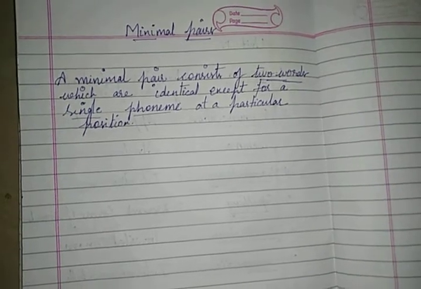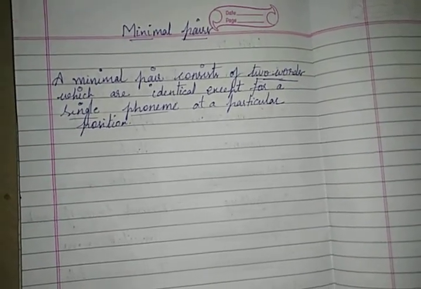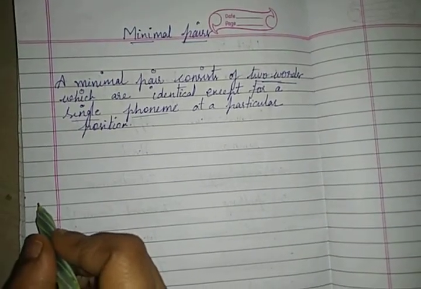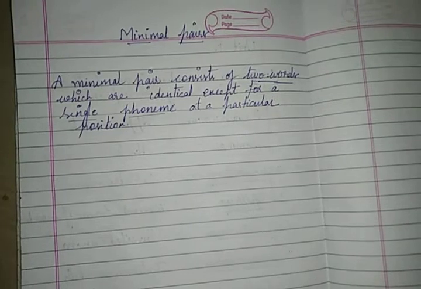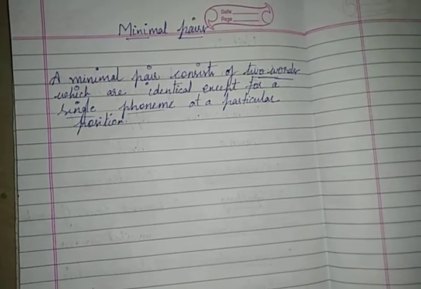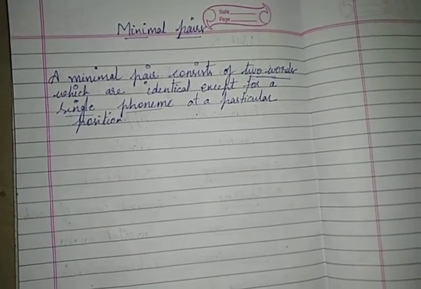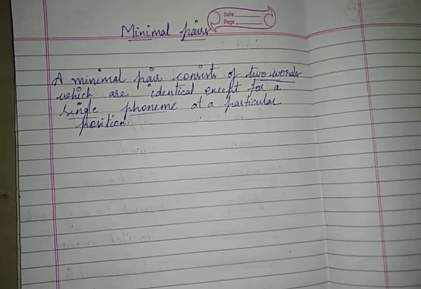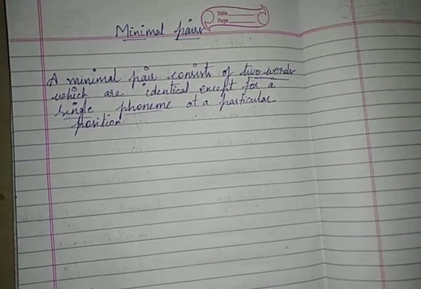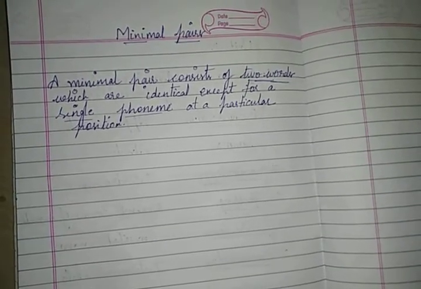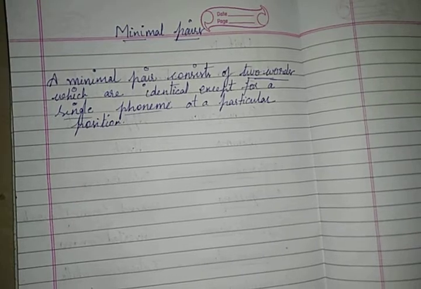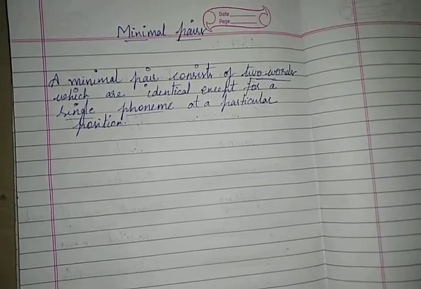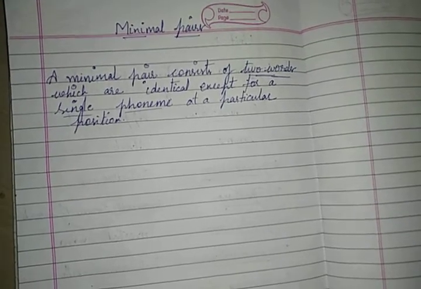Let me go through the examples. It's very easy to understand what minimal pairs are. So with P, the consonant sound P, pit. Next with B, bit. Pit, bit. So these two are minimal pairs. Pig, big. Best, vest. So these are minimal pairs.